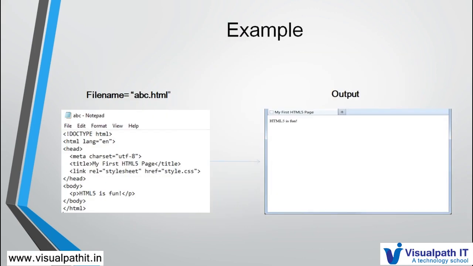Next, for another example, which you can see over here, on the left side you can see the notepad with the tags, and on the right side you can see the output of your example, which is abc.html. You have written a title, which is "My First HTML5 Page", which has gone onto the title of your web page.